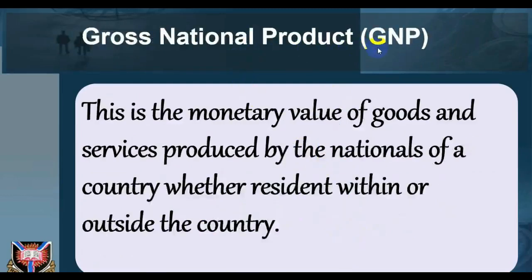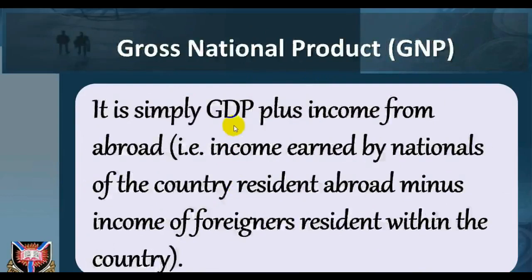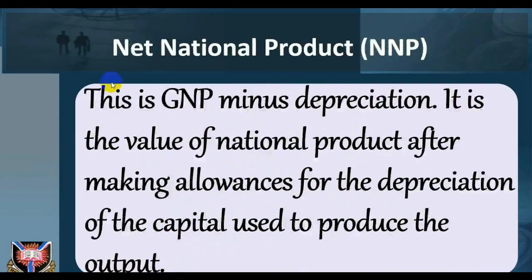GNP, gross national product. This is the monetary value of goods and services produced by the nationals of a country, whether resident within or outside the country. It is simply GDP plus income from abroad, that is, income earned by nationals of the country resident abroad, minus income of foreigners residing within the country. Net national product, NNP. This is GNP minus depreciation. It is the value of national product after making allowances for depreciation of the capital used to produce the output.